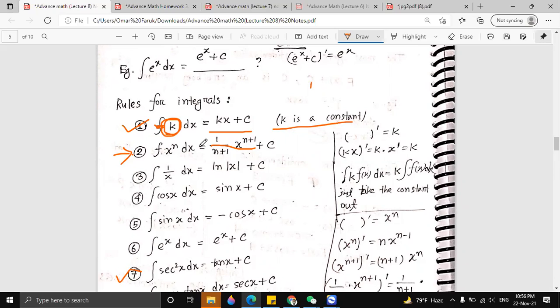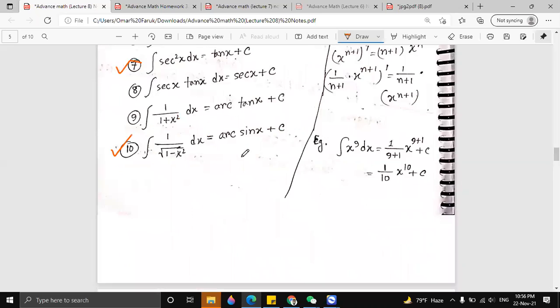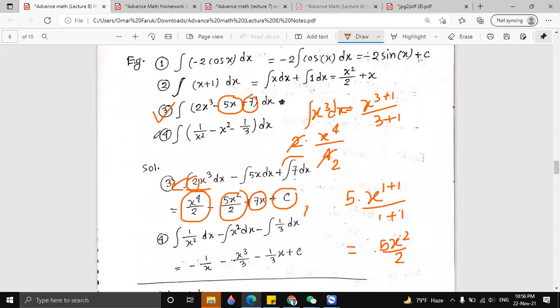Integration of a constant value is kx plus c. Okay. Now let's see number 4. Then what is the k here? Here k is 7. K is 7 and x is there. Okay, got it.